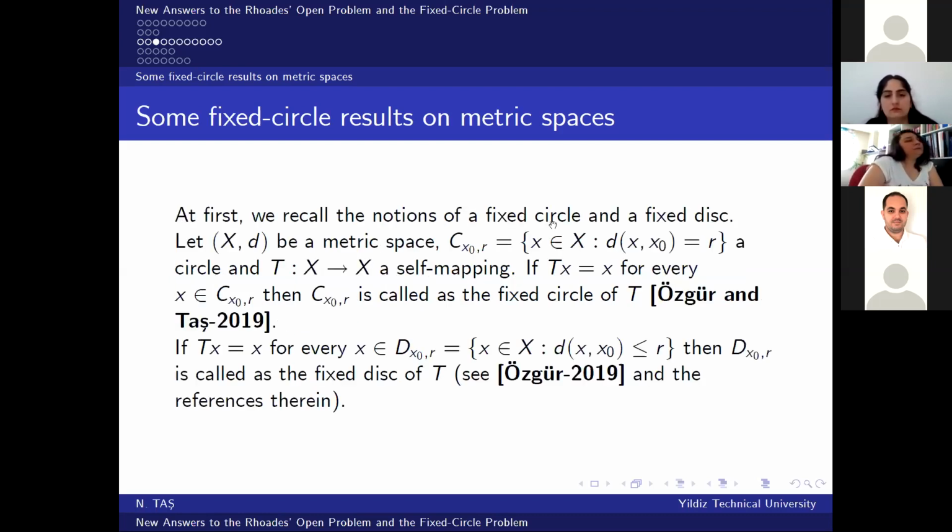Firstly, we recall the notions of the fixed circle and fixed disk. Let (X, d) be a metric space, the set be a circle, and T a self-mapping. If the condition is satisfied for all the elements of the circle, then the circle is called the fixed circle of T. Similarly, the set is a disk. This disk is called the fixed disk of T.